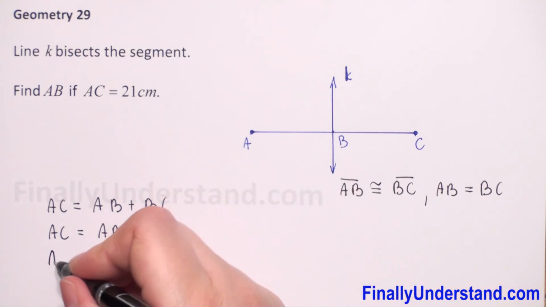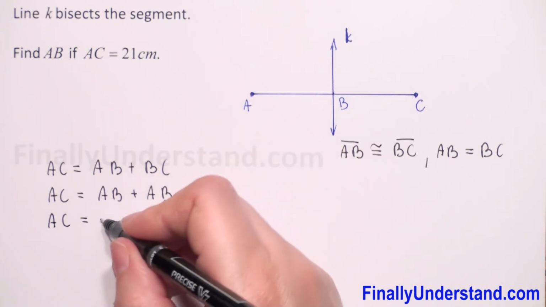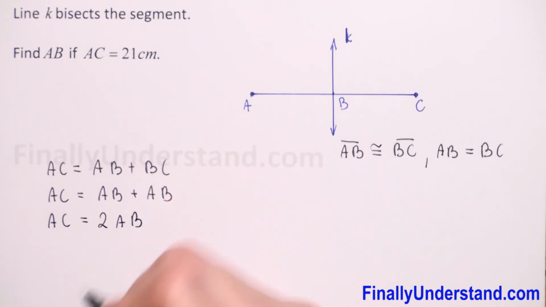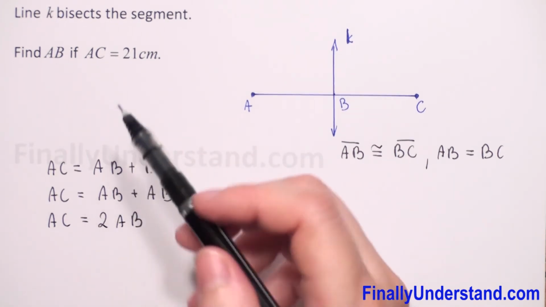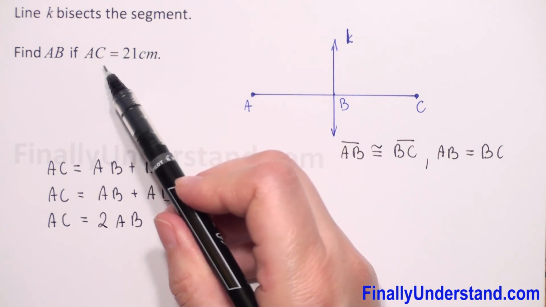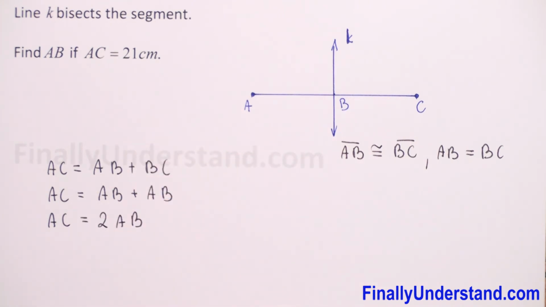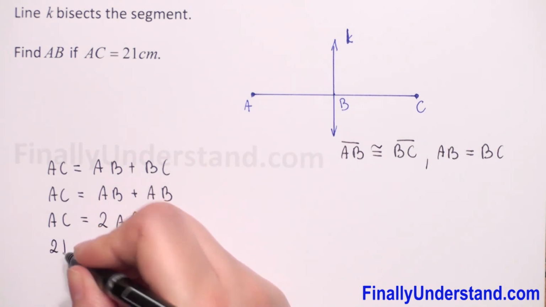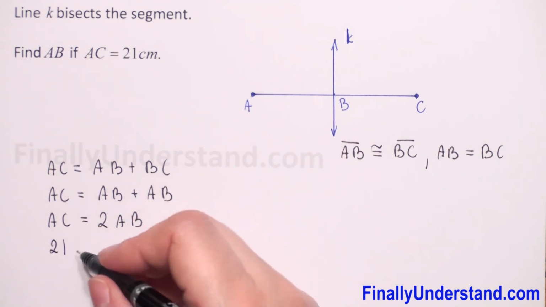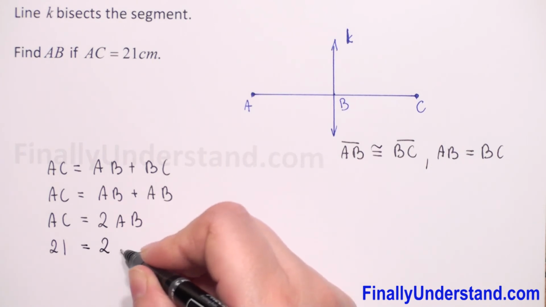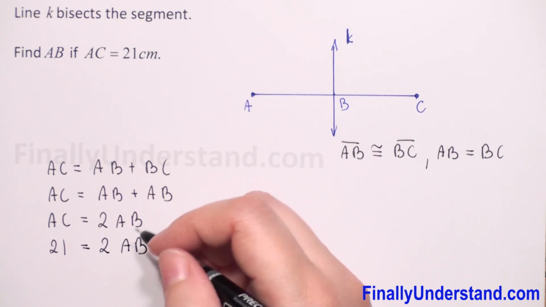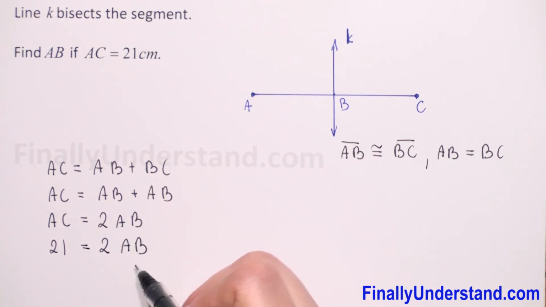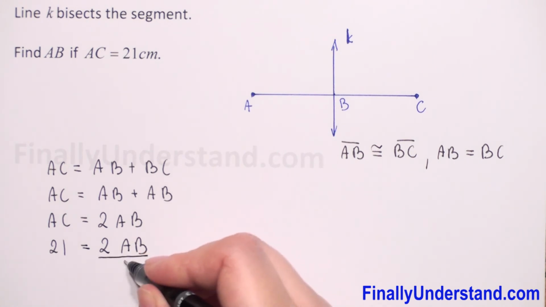So we have now that AC is equal to 2 times AB. We have given that AC is equal to 21. So I will substitute AC by 21. This is equal to 2 times AB. Because I need to find AB, now I will divide both sides by 2.